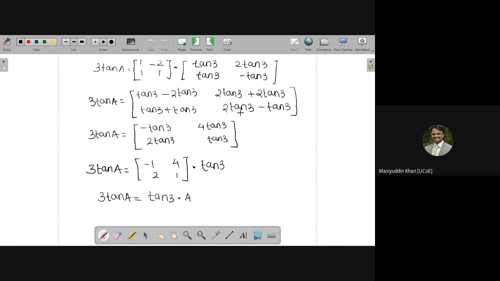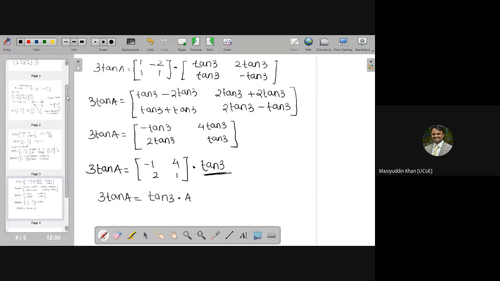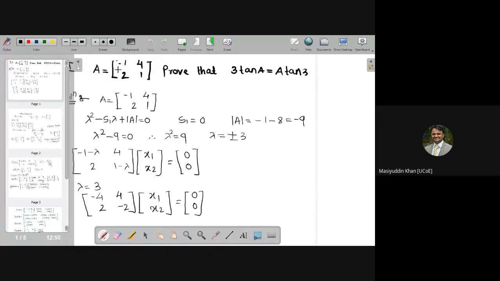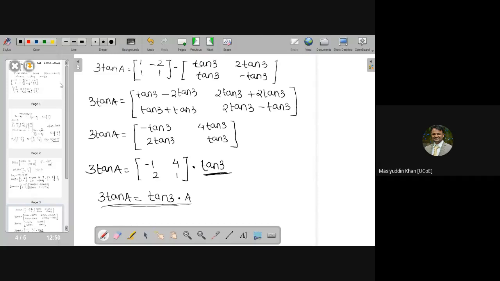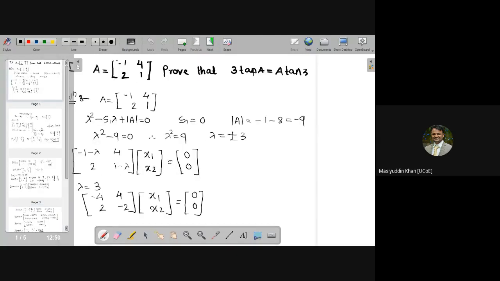And 2 tan 3 minus tan 3 is, we can take tan 3 as a common factor from this bracket or matrix. So tan 3 taken as a common factor here. So we get this. And if you observe this part from the question, what was our matrix? A matrix: minus 1 4 2 1. And if you see, this is again a similar matrix, minus 1 4 2 1. So this is your matrix A. We just write this part, and this was asked in the question, that we have to verify. Prove that 3 tan A is equal to A into tan 3. And now the sum is over.